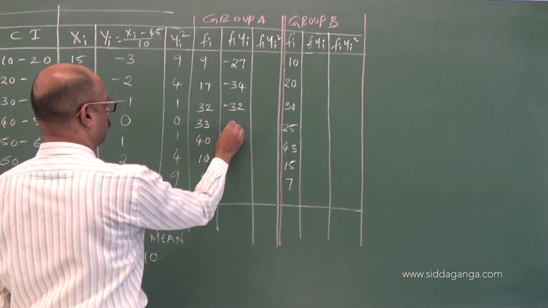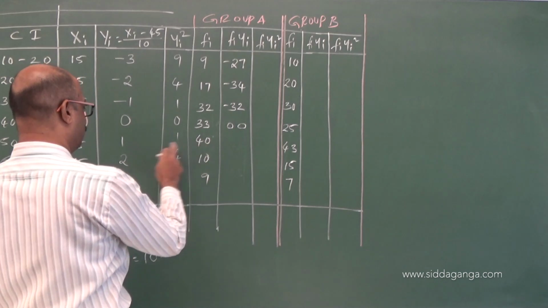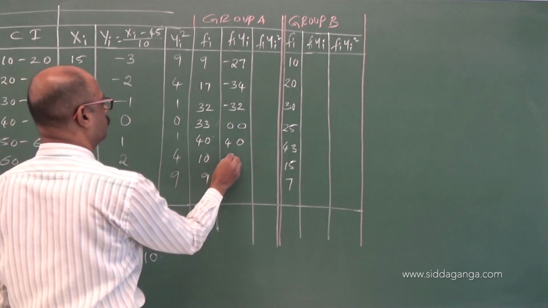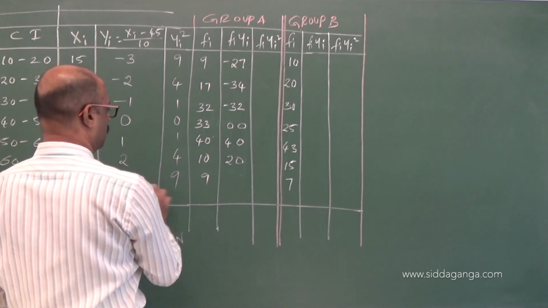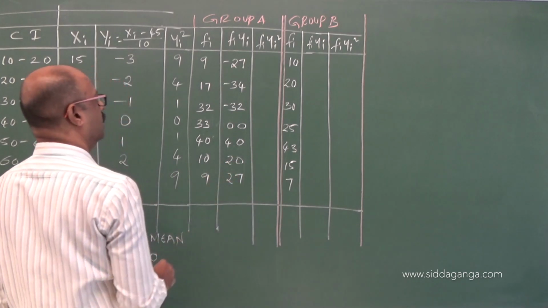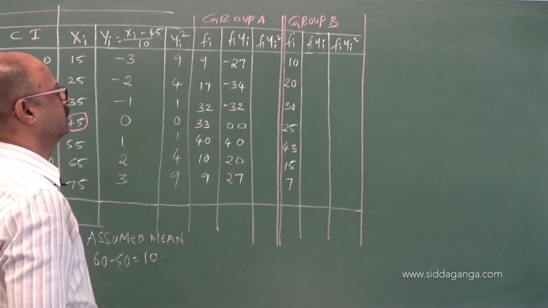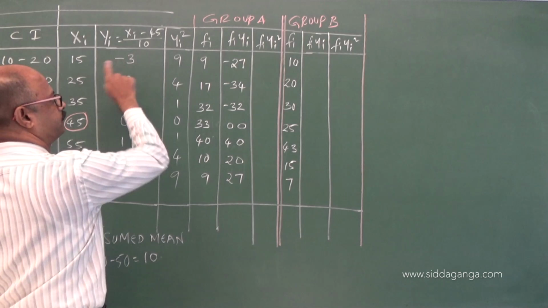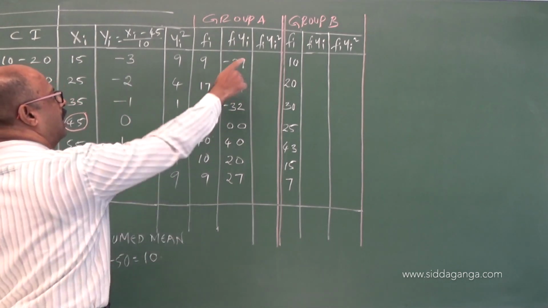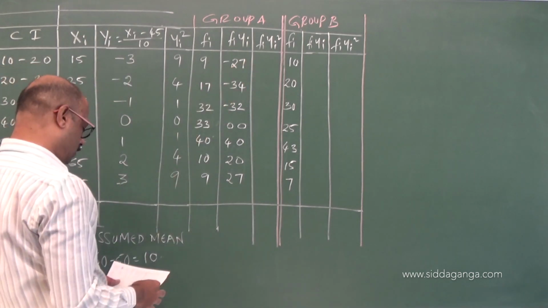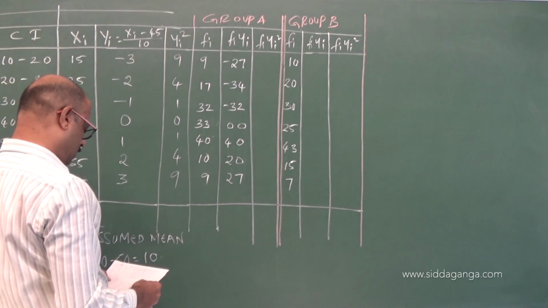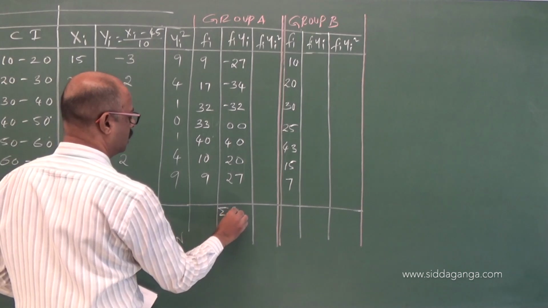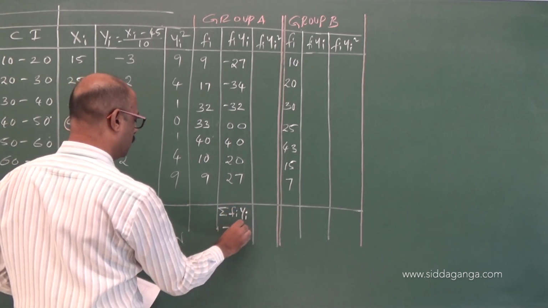33 into 0, you will get 0. 40 into 1, you will get 40. 10 into 2, you will get 20. 9 into 3, you will get 27. This is Fi into Yi. Fi is here, Yi is here. Next column, we will add these, sigma Fi Yi, you will get minus 6.